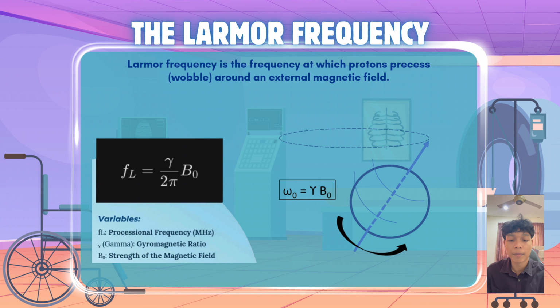Next, I will explain more about the Larmor frequency. Larmor frequency is the frequency at which protons precess or wobble around an external magnetic field. The formula is shown here.